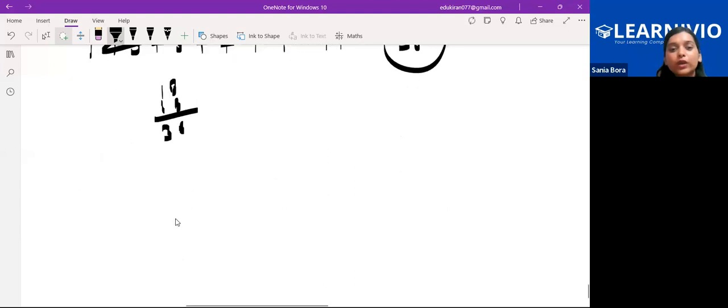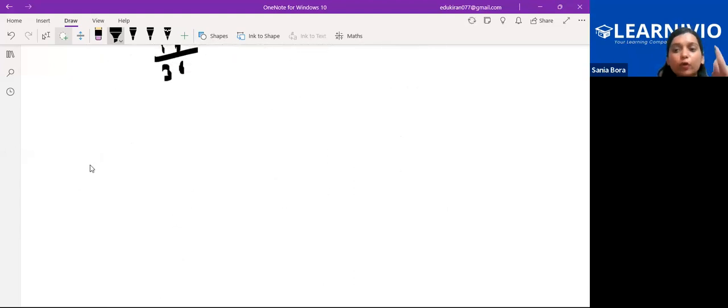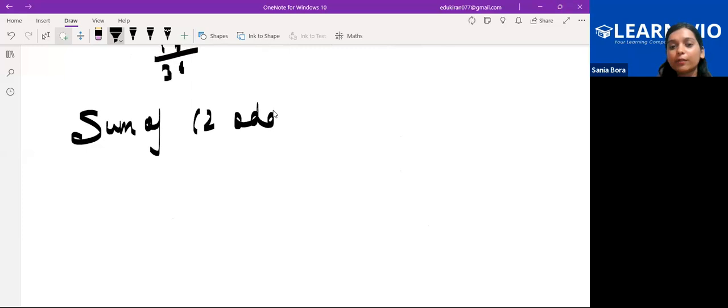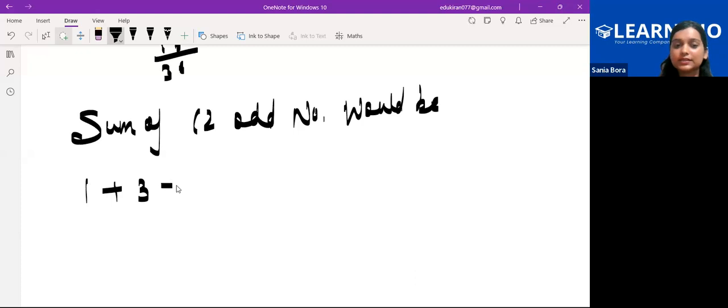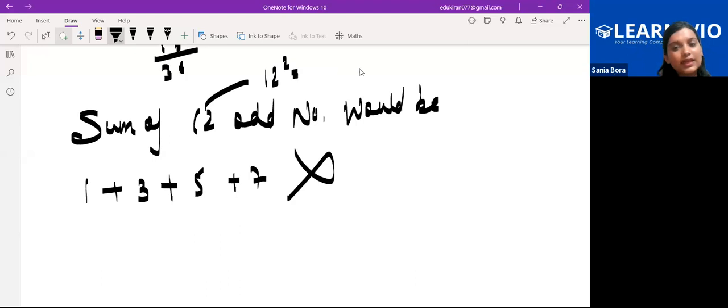Yes, ma'am. Usually they give a question like this only. For example, sum of 12 odd numbers would be? Okay. So 12 odd numbers. Now what students basically start doing? They do it like this: 1 plus 3 plus 5 plus 7, then they calculate it. So this is not the right way to do it. Right? It's simply 12 square, 144. Clear?